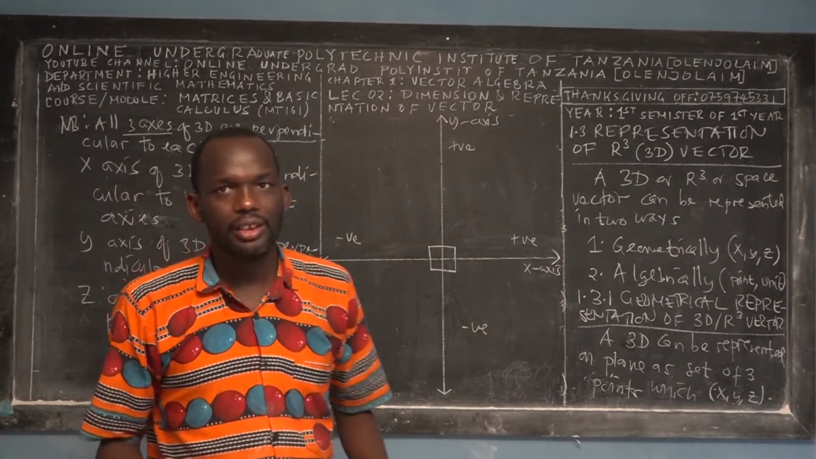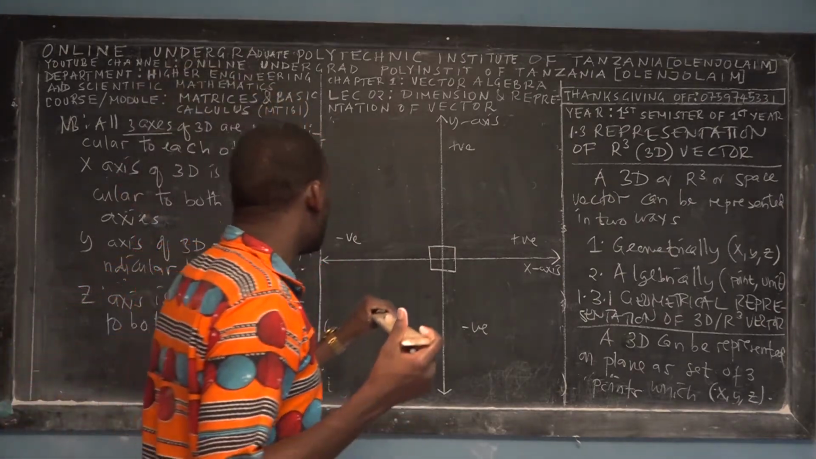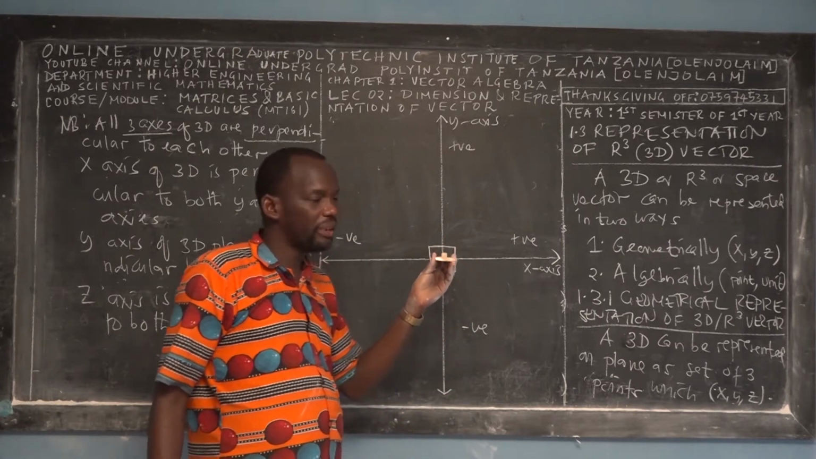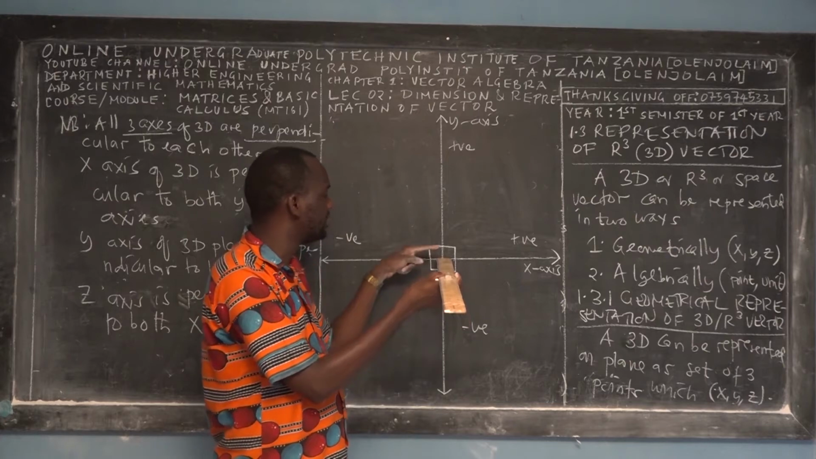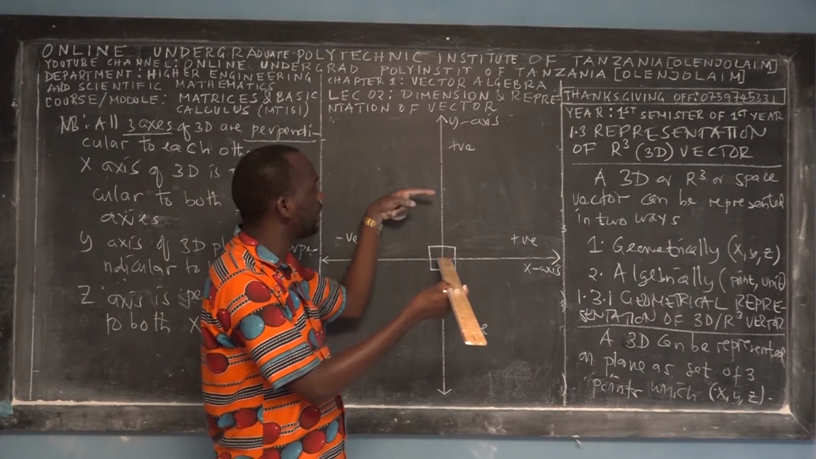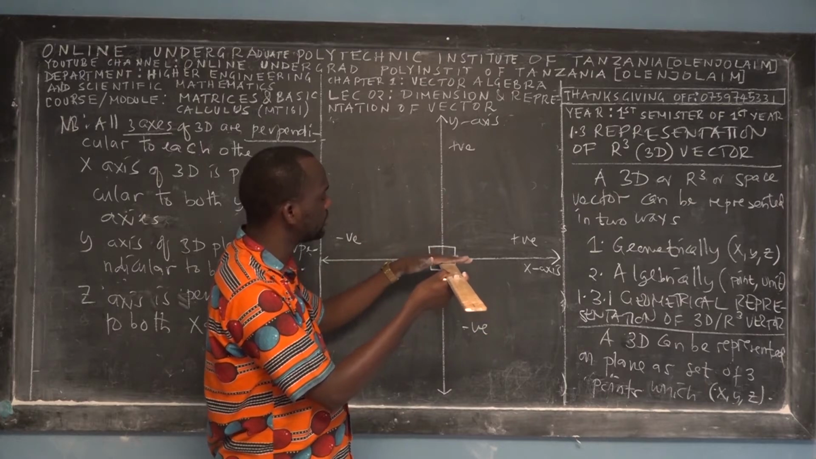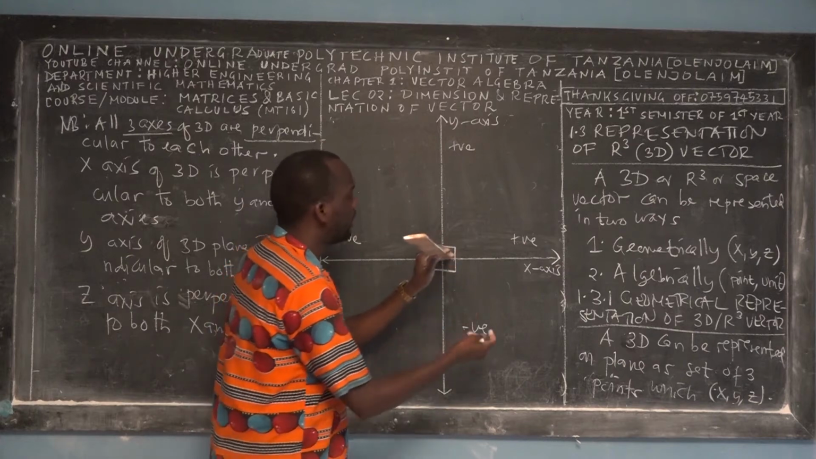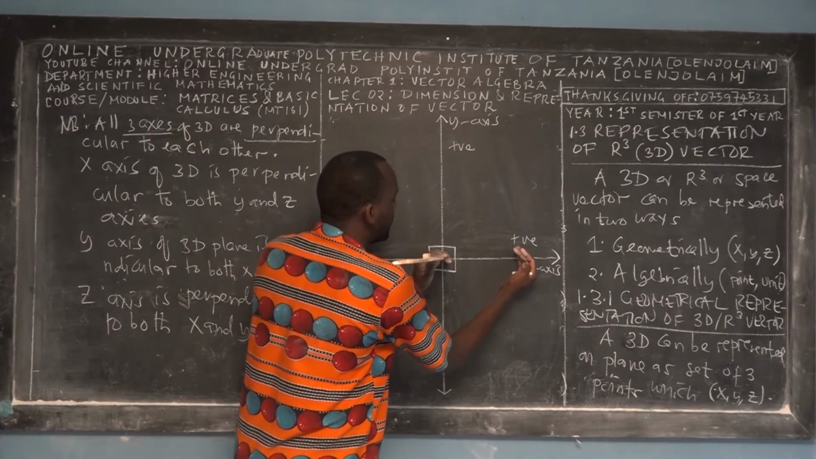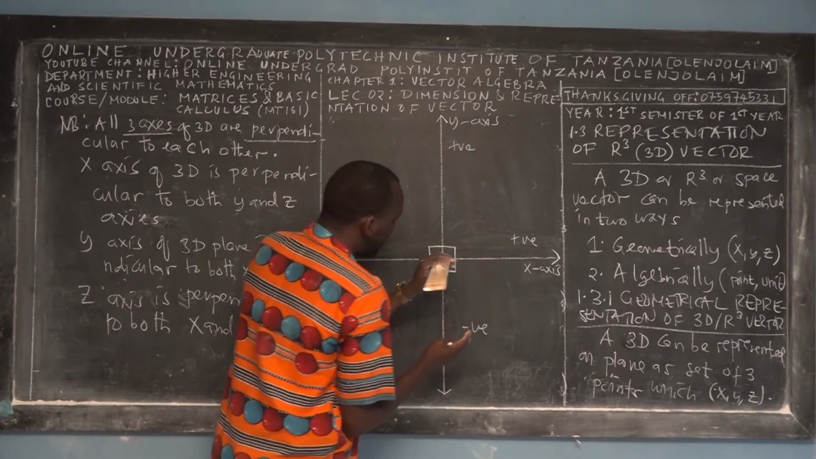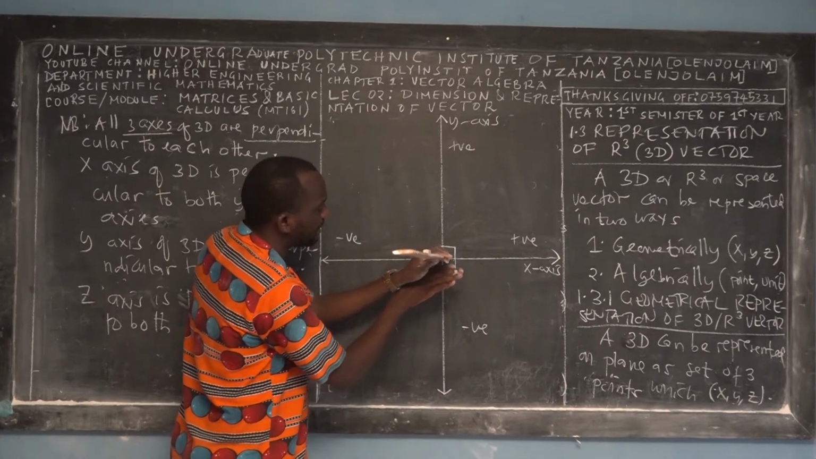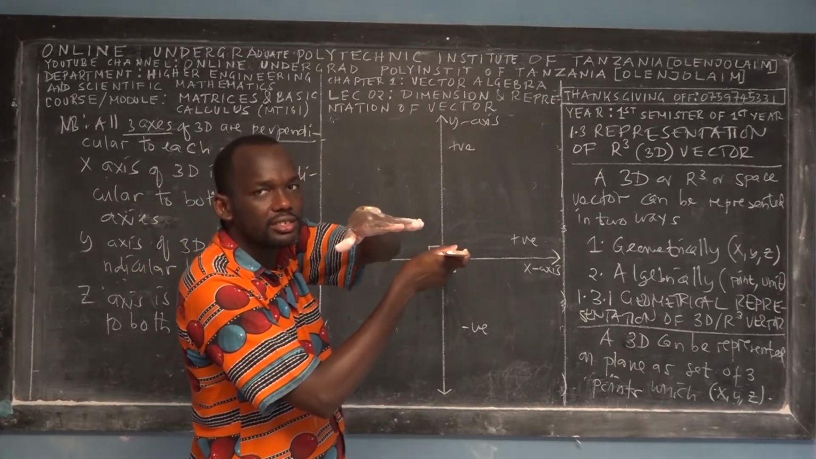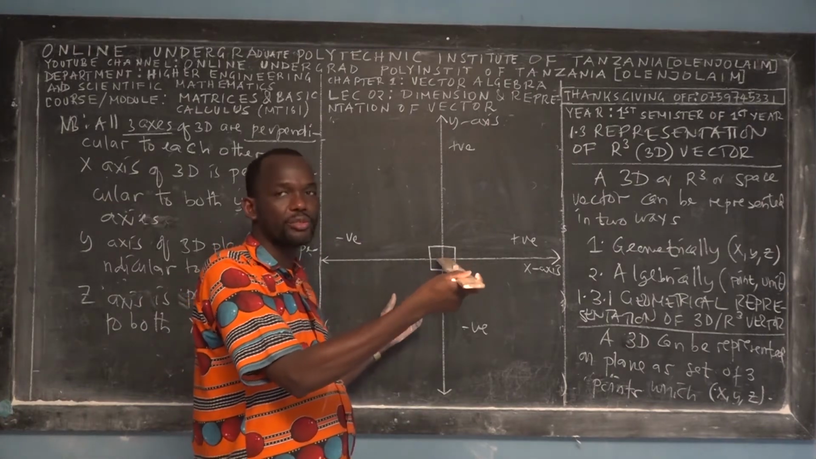Now, how do you represent the z-axis? This is z-axis. So it means that the z-axis should be represented in such a way that it makes a right angle with positive y-axis, also with negative x-axis, and also perpendicular with positive x-axis, and then it's also perpendicular with negative y-axis. So this is positive z-axis that is perpendicular to the surface of the blackboard.